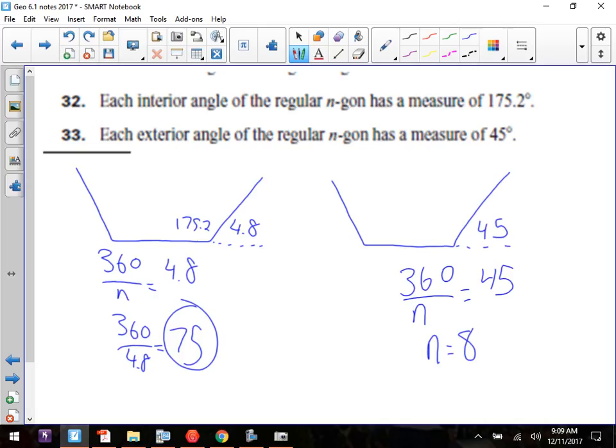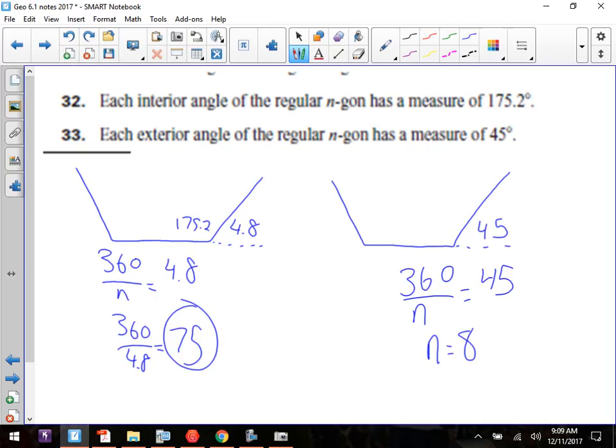Over time, as we get to do more and more of these things, you guys will start to remember that hexagons always measure the same degrees. Octagons always have the same degree measures. It shows up over and over again.